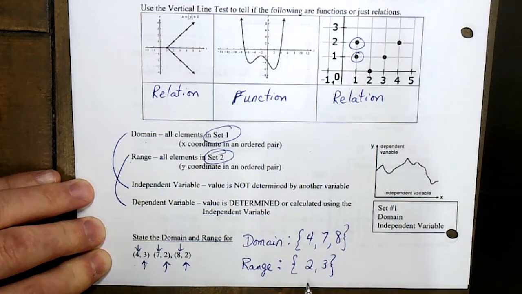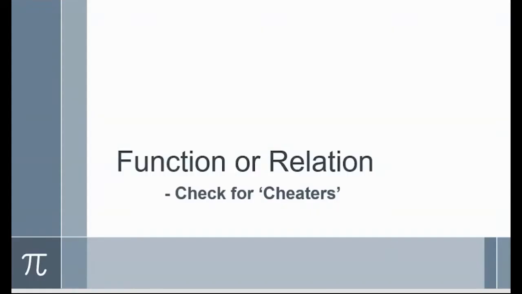And I don't want you to repeat the 2. You only need to put it once. The range has 2 and 3 in it. Put it in numerical order. That's it. So to review everything, function and relation, we have to check for cheaters.